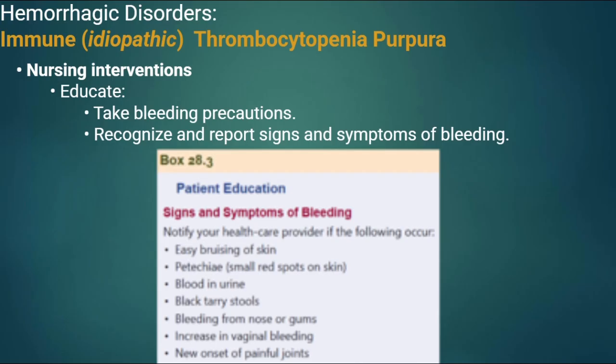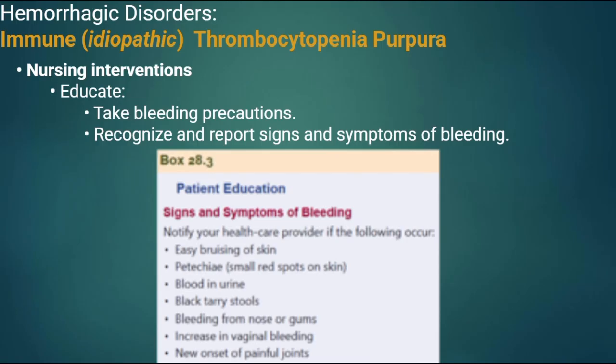Now let's talk about nursing care and patient education for immune or idiopathic thrombocytopenia purpura, or ITP. As LPNs, your role will focus heavily on patient safety, especially related to bleeding precautions. Patients with ITP are at risk for serious bleeding even from minor trauma, so teaching them how to protect themselves is critical. You should remind patients to avoid activities that can cause injury, such as contact sports, and encourage them to use soft toothbrushes and electric razors. Even small cuts or bruises can become dangerous.